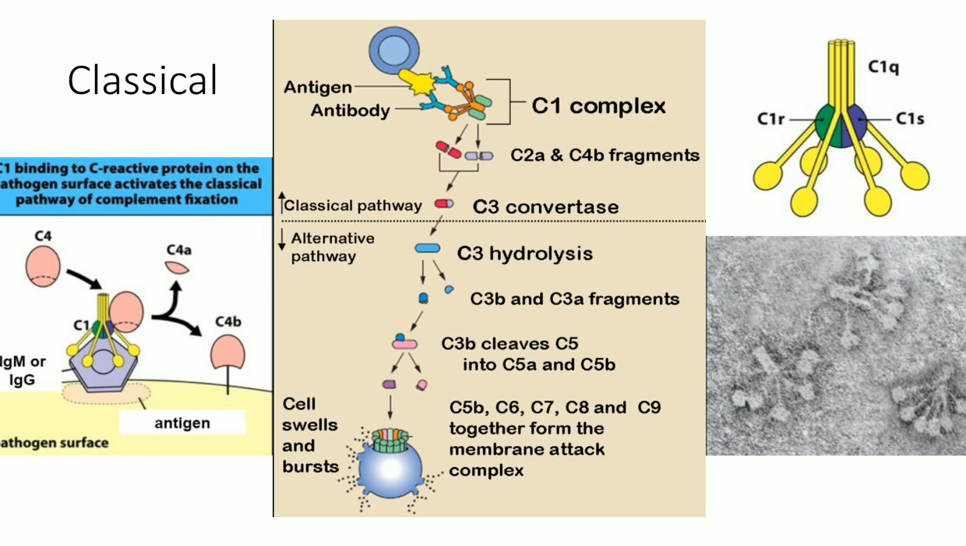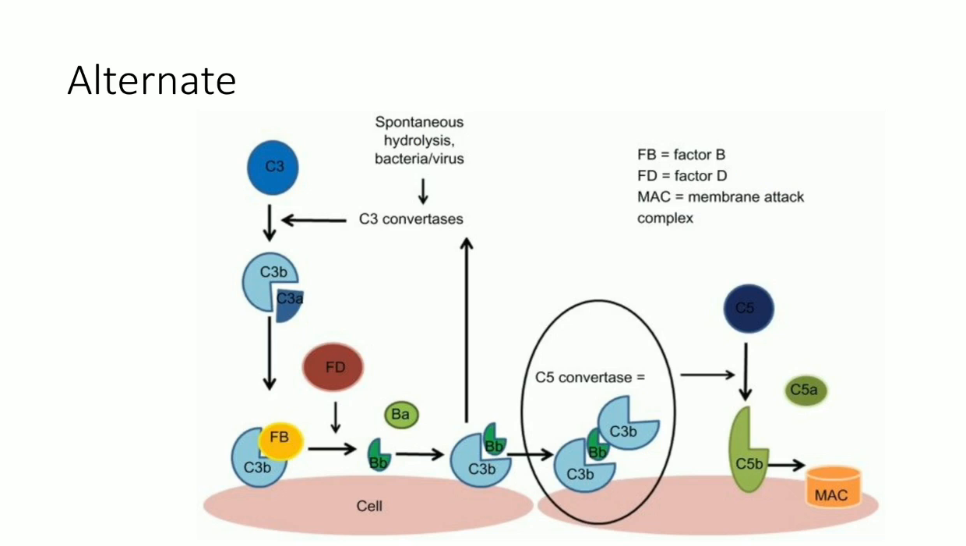Now we will discuss the alternate complement pathway. Here it is triggered by endotoxins, zymosans, nephritic factors, lipopolysaccharides of the cell wall, etc. And here the antibodies are not involved. It's not an antigen-antibody complex. So initially it begins from C3.